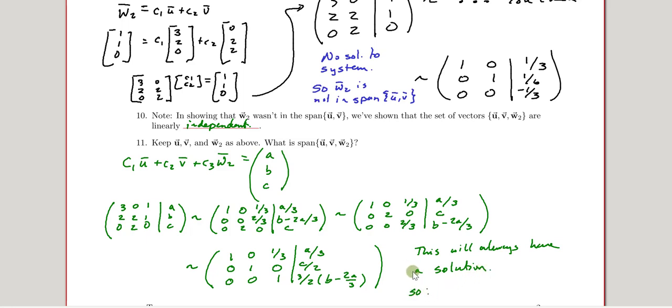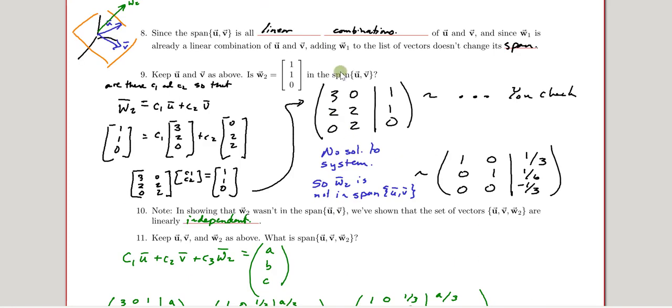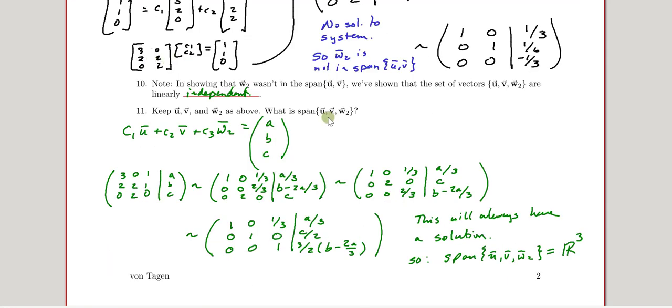So, since A, B, C was just an arbitrary vector, the span of U, V, and W2 is actually all of R3. That means any vector in R3, any vector that has these 3 coordinates here, can be obtained as a linear combination of these 3. That was not the case when we were just looking at U and V. When I just took U and V, I wasn't able to reach all of the vectors in 3 space. However, if I take U, V, and W2 and look at the span of this set, I am able to reach, because this always will have a solution, all of the vectors in R3. So the span of this set is just R3.